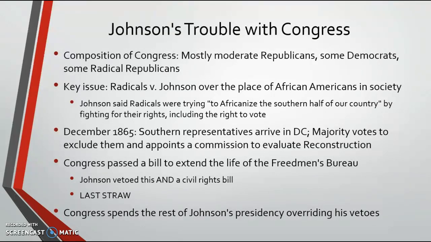And Congress, without the Southerners there, also appointed a joint committee to evaluate Reconstruction. Like, is this done? Is this actually complete? What else needs to happen? And so Congress passed a bill that extended the life of the Freedmen's Bureau.